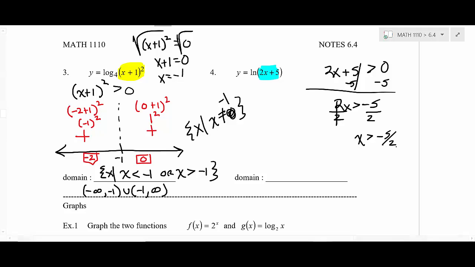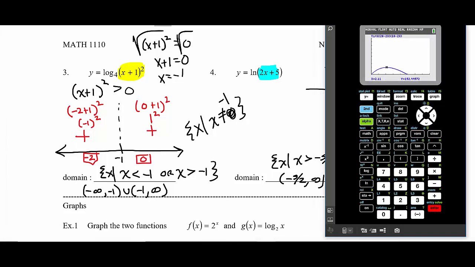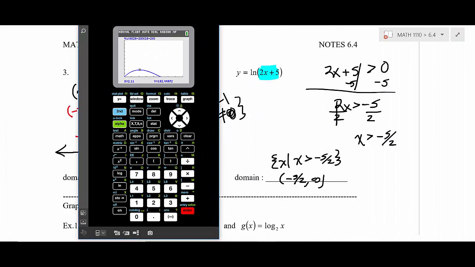And I'm going to do something on this on the graphing calculator in just a second too. So you could write this either as the set of x such that x is greater than negative 5 halves, or you could write it just as negative 5 halves to infinity like that. Okay? Now get your calculator out. So I want you to run through this one on the calculator. I think all these things can be looked at on a calculator.